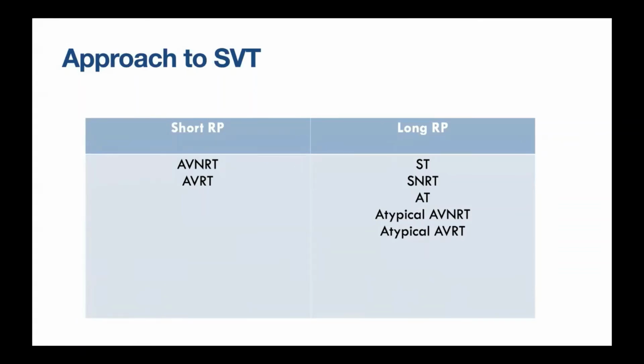Here in the short RP tachycardia, how would you differentiate between AV nodal reentry and AV reentry tachycardia? It's by the RP itself. In the AVNRT, usually it's very short, less than 60 millimeter. AVRT usually it's more than 60 millimeter. So it is a short RP, but the distance is the difference.